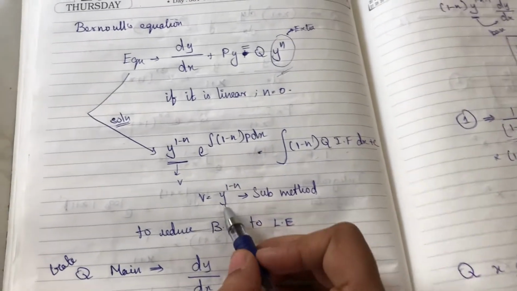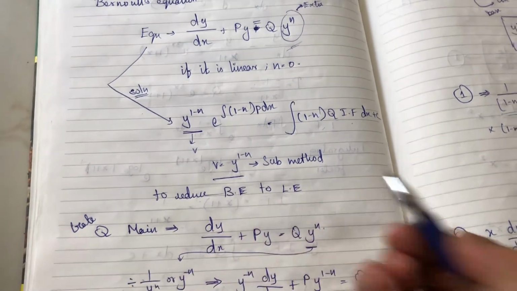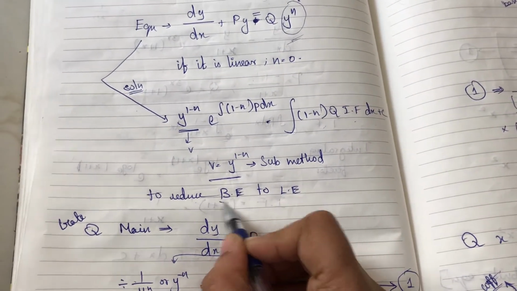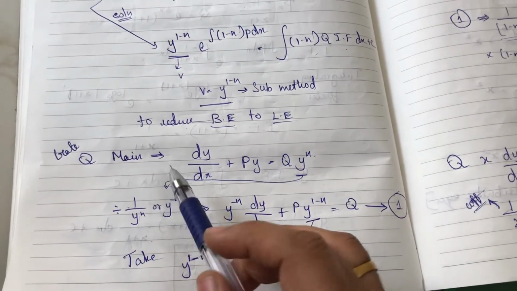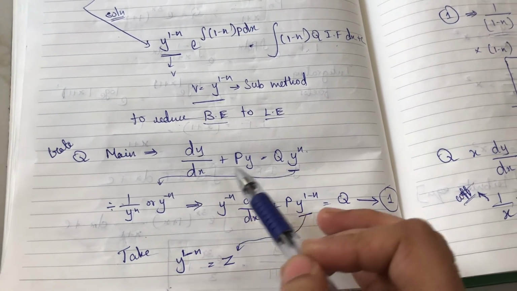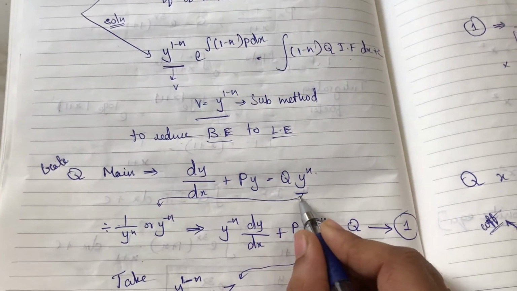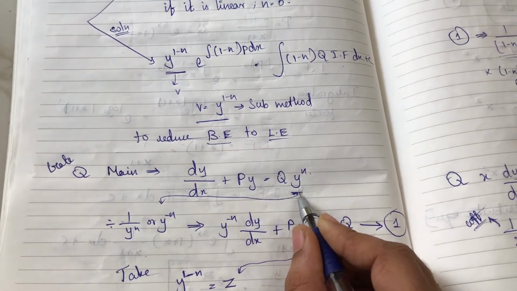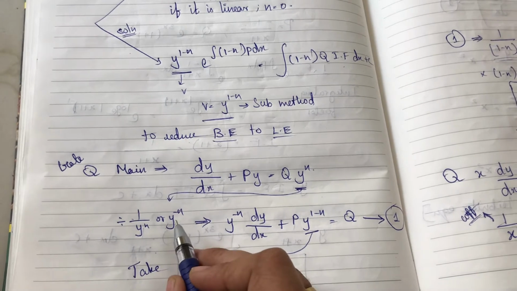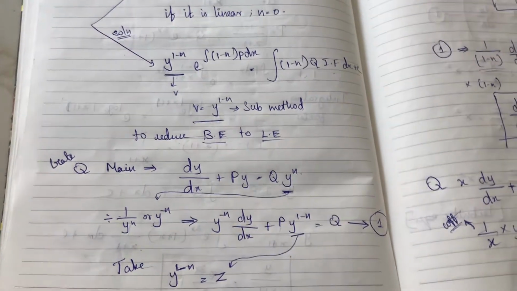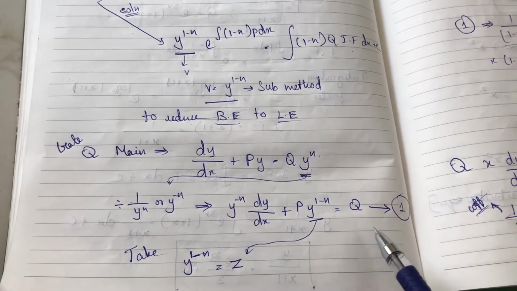Okay, so after that, I am replacing v, which is equal to y power 1 minus n. This is a substitution method, so I am going to reduce the Bernoulli's equation to the linear equation. Let's see one sum here. They have given dy by dx plus py is equal to q into y power n. Take the extra term and make it a division, so 1 by y power n. I can write this as y power minus n, right? So multiply this term with each term, and you will get the value like this.